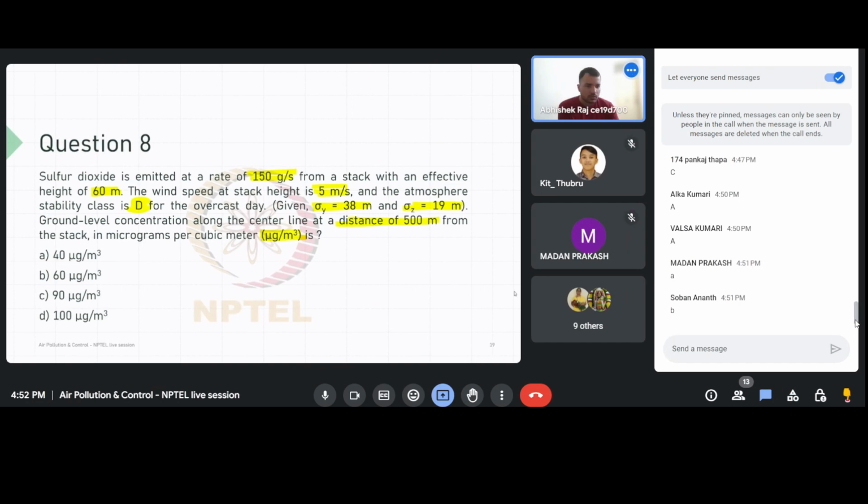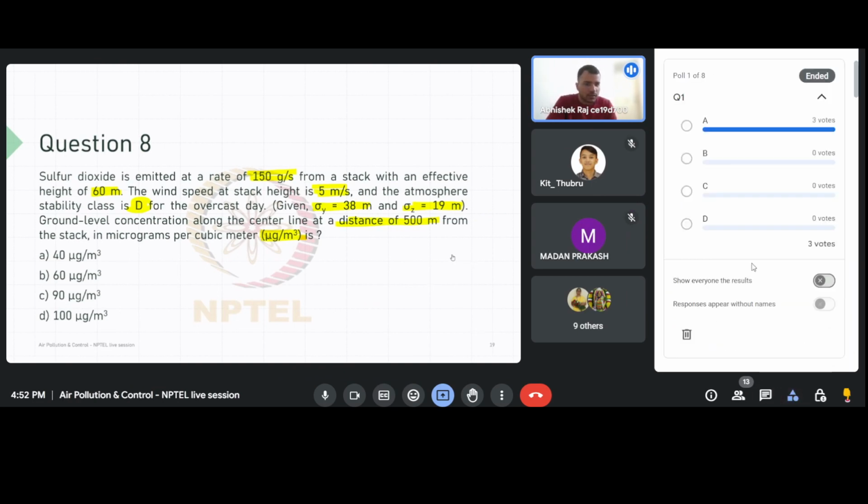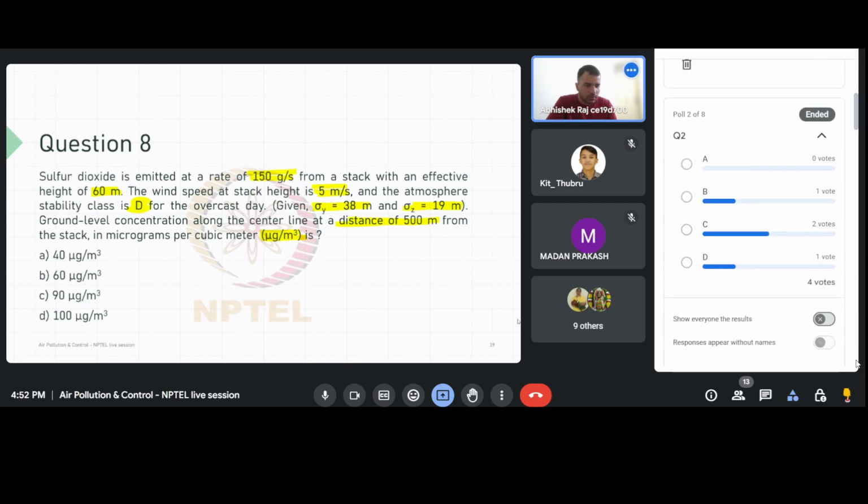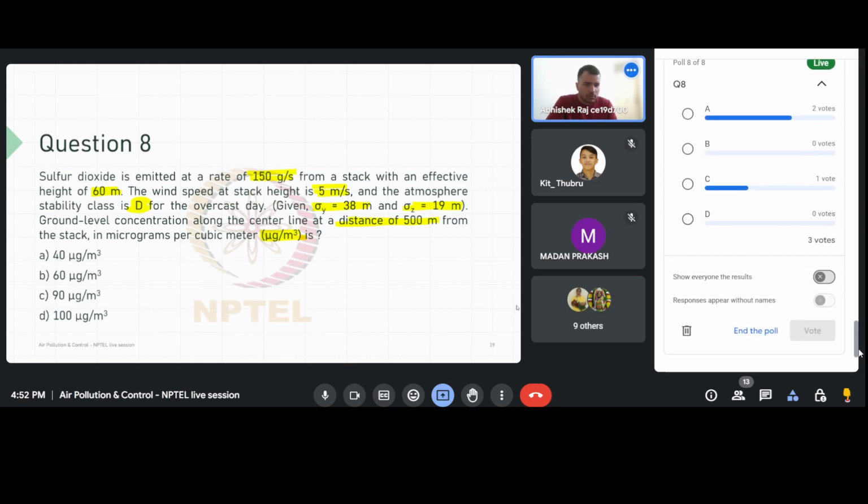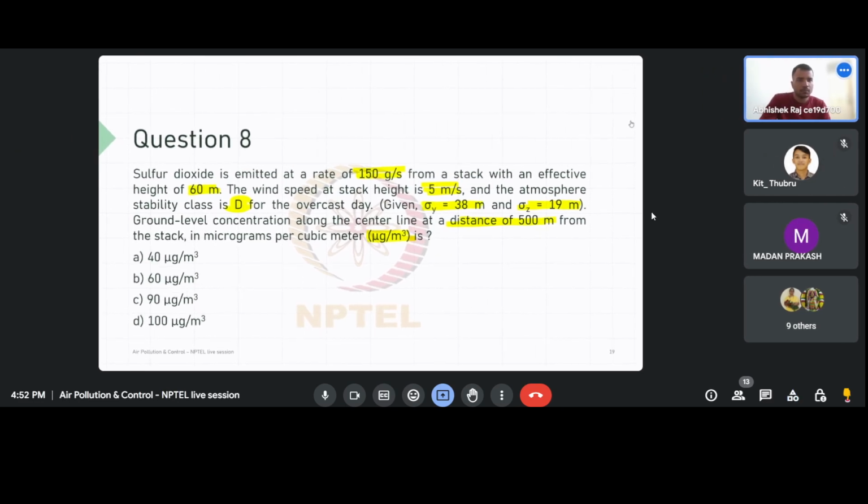Okay, maybe we'll see the answer. No issues. Wait for a few more seconds in case someone wants to answer. Okay, I'll close the poll now. Okay, let's see the answer for this.